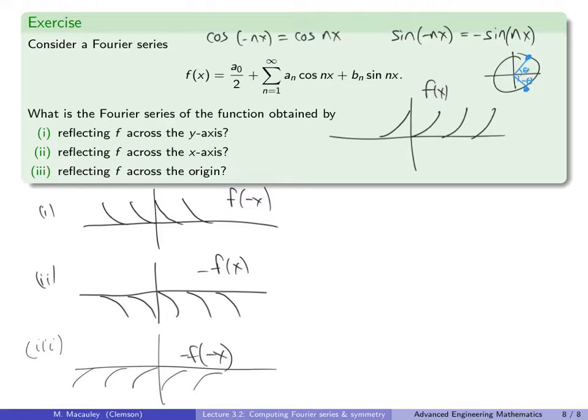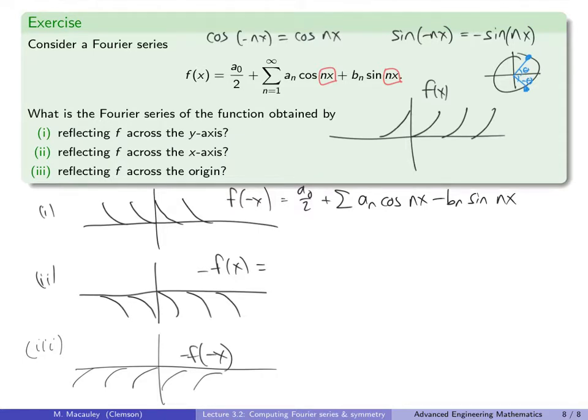So the Fourier series of f of negative x is just what you get when you plug in negative x for x in here. So f of negative x equals a naught over 2 plus the infinite sum. I'm not going to write 1 to infinity. What happens? The negative sign gets absorbed in cosine and it pulls out of the sine. So I get an cosine of nx minus bn sine of nx.